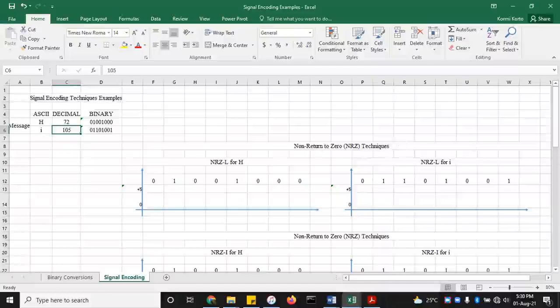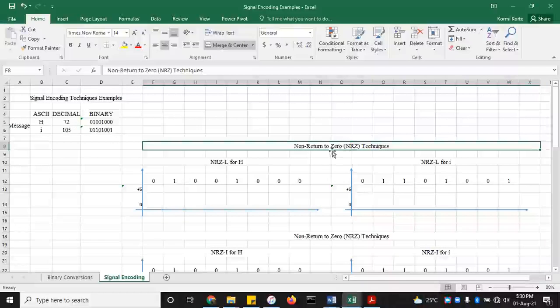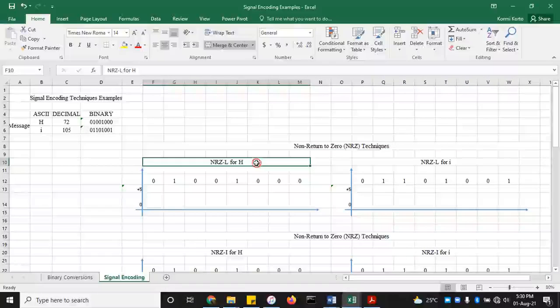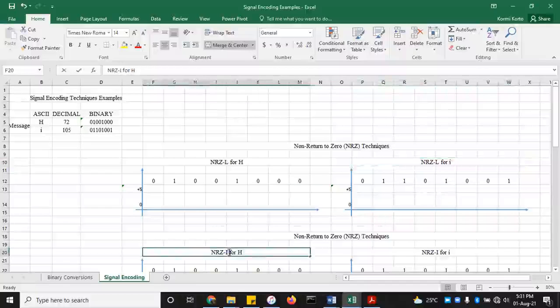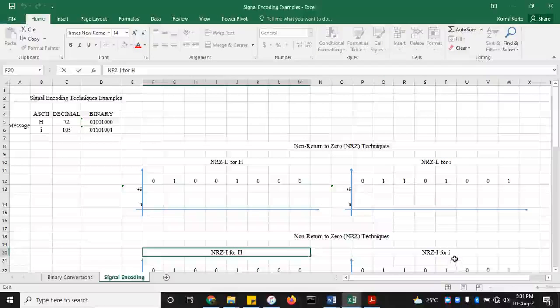So the first technique that we had, the first scheme that we had was the non-return to zero technique, which has two forms or two techniques underneath it. One is the non-return to zero level, so in this case for H, uppercase H, and then we're going to have the same thing for lowercase I, and then we do have the non-return to zero inverted for H and then for I as well.